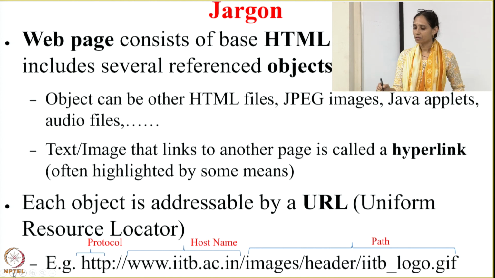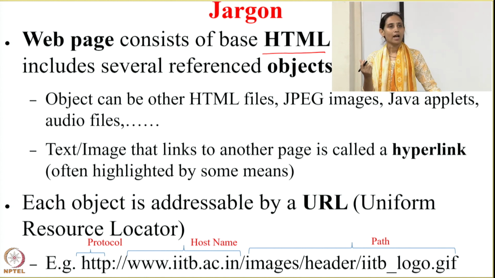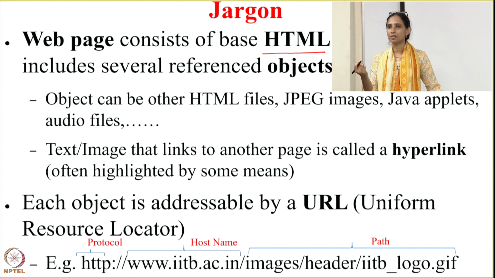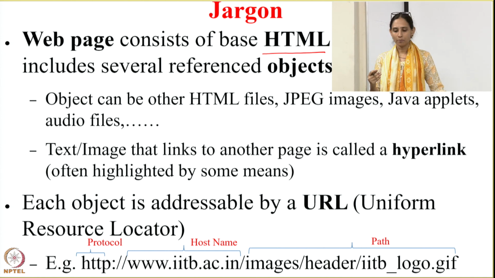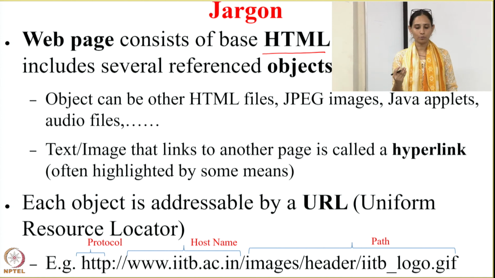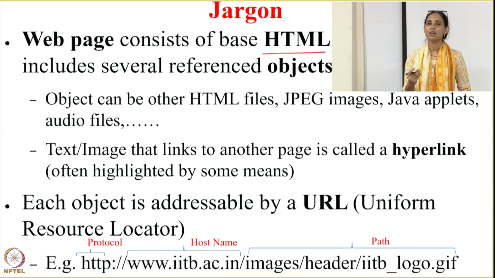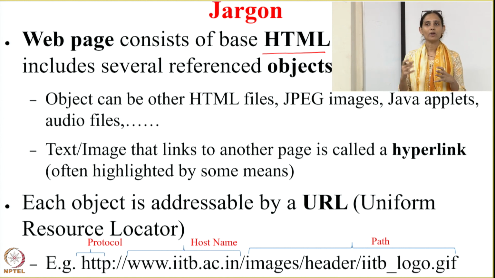A web page is made up of something called an HTML file, which is what we call a base file, and within this HTML file you can embed many other things. From this HTML file you could go to other HTML files, you could view images on that particular HTML file, there could be Java applets, audio files. Basically, it is a document where you have embedded a lot of different elements which you can access. So, that is what a web page is.